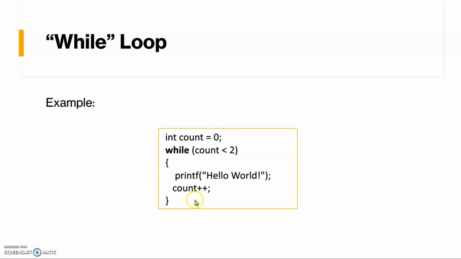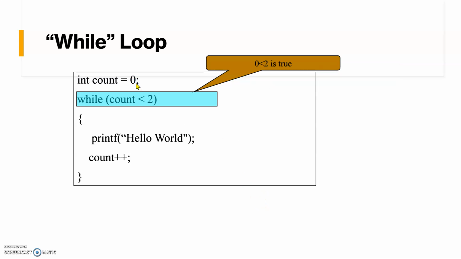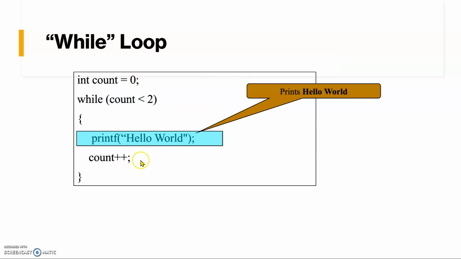So let us see how these statements will be executed. Initially, the count will be initialized to 0. After that we will be checking the condition. Our count is 0, which is less than 2, which is true. So it will enter into our block, and you will get the first line of output: hello world.